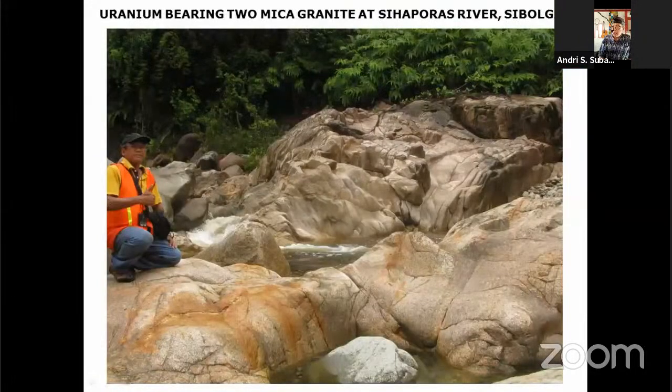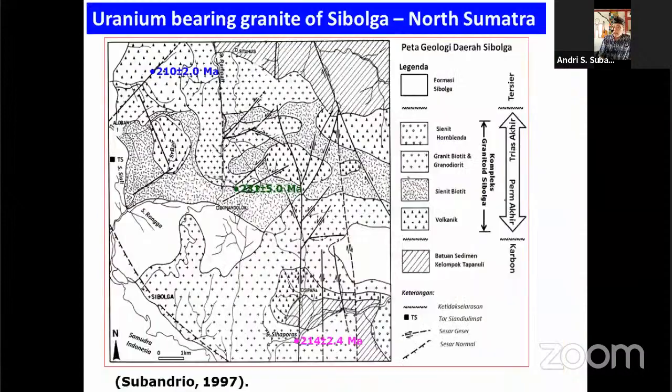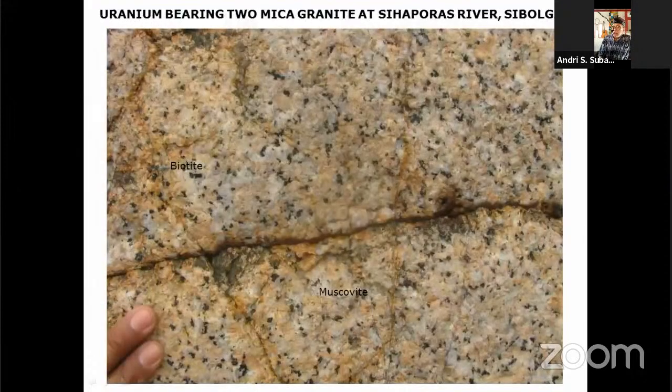This is also granite bearing uranium that can be found in northern Sumatra, and in the eastern part of Sumatra we can also find some sand deposit that is rich with heavy mineral and tin. This is some uranium bearing granite in North Sumatra. This is my research in the mid 90s. Time is 5 minutes left.